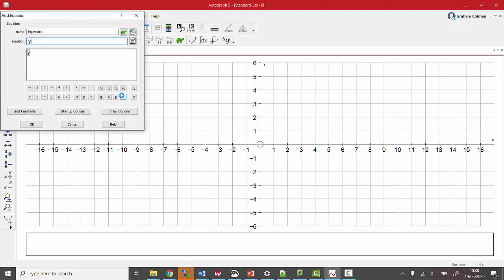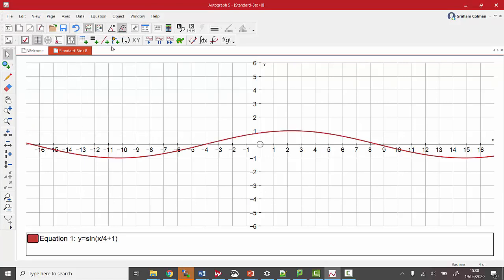The first one is going to be the line or the curve y equals sine of (x over 4 plus 1). I'm going to put that bracket in. I'm going to check the formula there. It has picked it up all correctly. I'm happy with that. There's our curve.